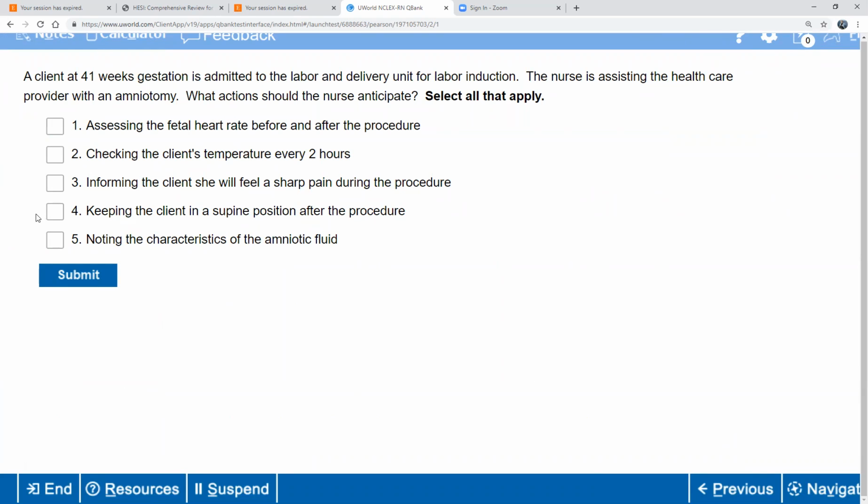A client at 41-week gestation is admitted to the labor and delivery unit for labor induction. The nurse is assisting the healthcare provider in an amniotomy. What action should the nurse anticipate? Select all that apply. So assessing the fetal heart rate before and after the procedure is a good thing.